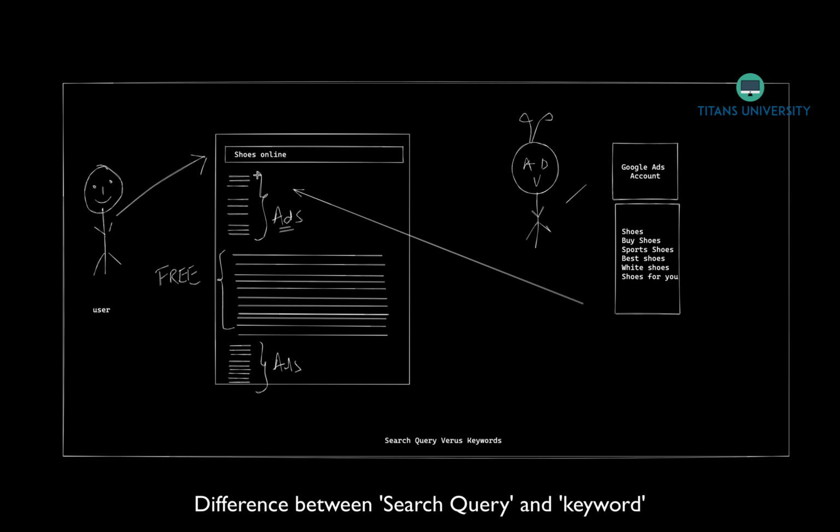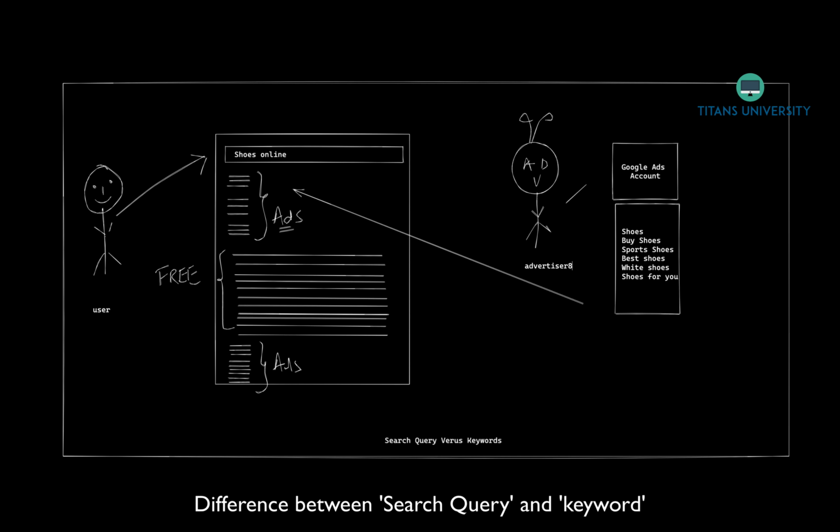Now, how did these ads come here? This guy's job is very simple because he's a user. He can simply put in a phrase and start looking for whatever he wants. How did these ads land here? That's exactly where an advertiser comes into the picture. What do you think an advertiser has to do? An advertiser has to create a Google Ads account, which is the first step. So he creates a Google Ads account, which is this.